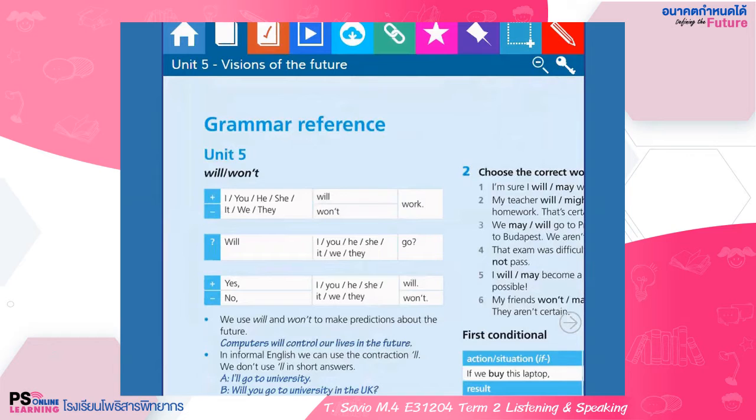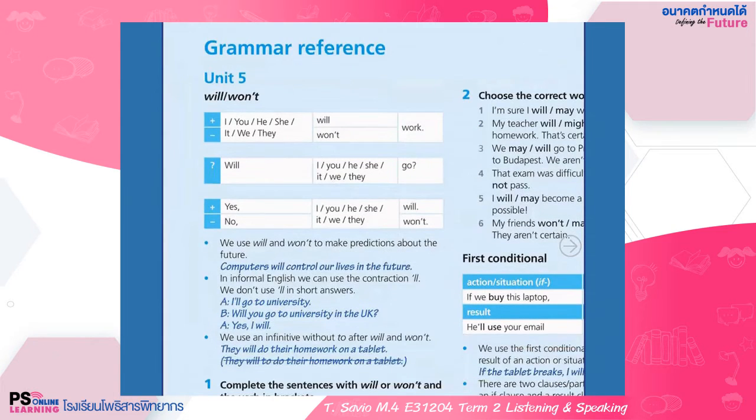Grammar reference. Will, the use of will and won't. These are some examples of how we construct the sentences. Example: I will work, you will work, he will work, she will work, and so on. And the negative form: it won't work, we won't work, or they won't work.